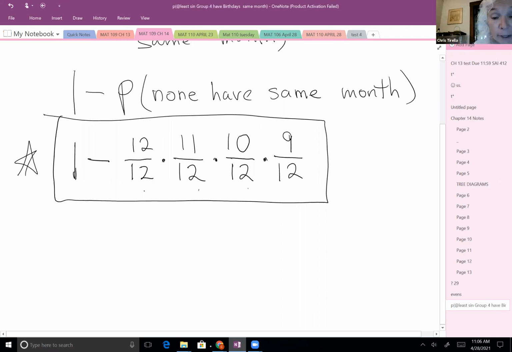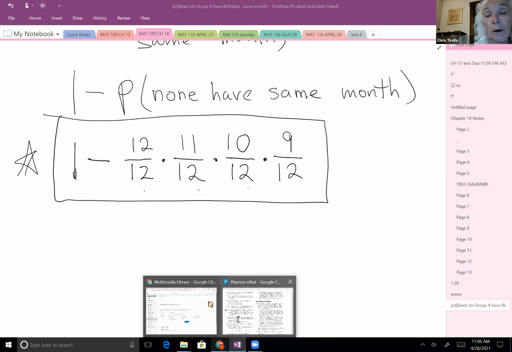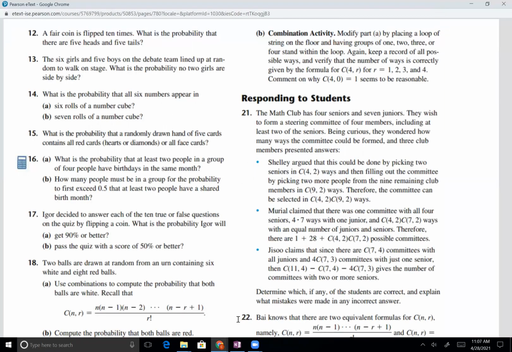Does anybody want to look at any other homework questions? Can we look at number 1 and 2? I don't understand those. On which page? 753. Okay.